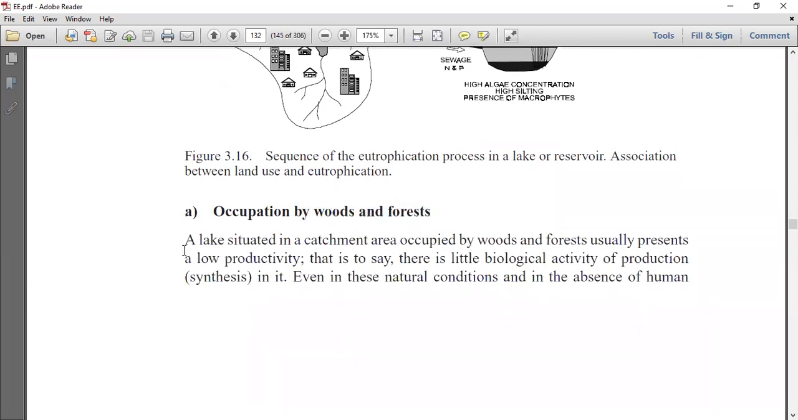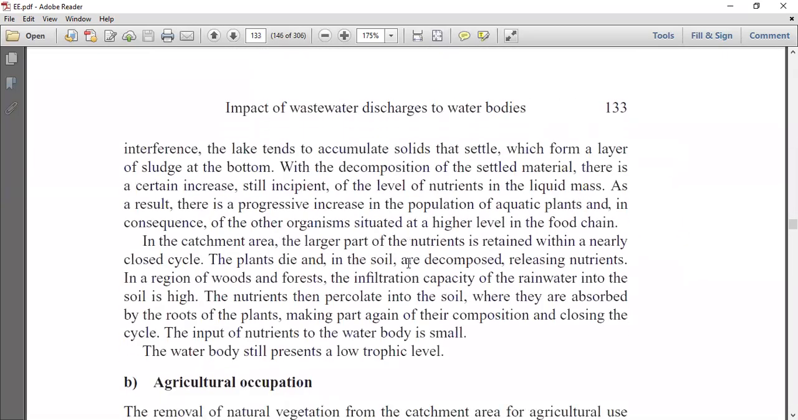Urban occupation, woods and forest. A lake situated in a catchment area occupied by woods and forest usually presents low productivity. That is to say, there is little biological production activity in it. Given this natural condition and in the absence of human interference, the lakes tend to accumulate solids that settle, which form a layer of sludge at the bottom. With the decomposition of the settled material, there is a certain increase, still incipient, in the level of nutrients in the liquid mass.